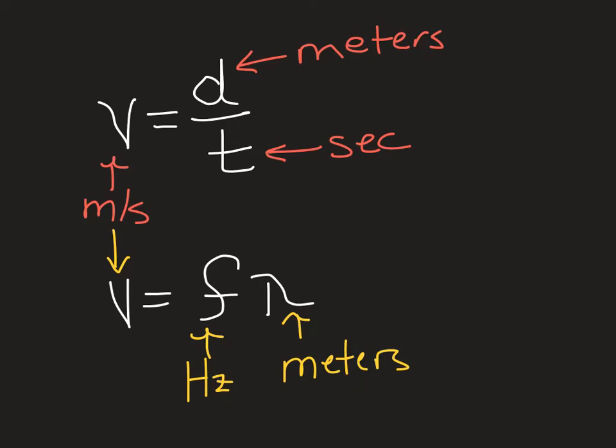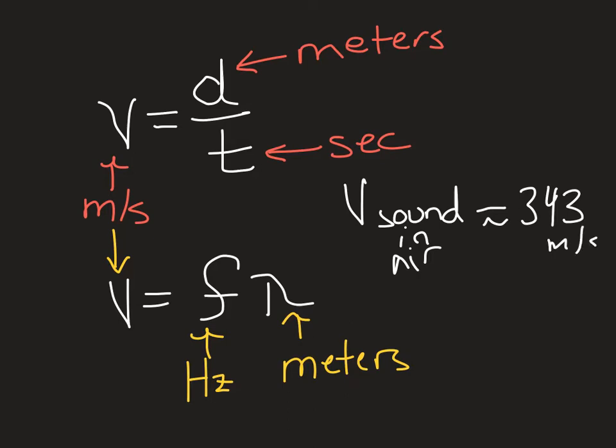The other thing we want to remember when it comes to velocity is there's a few velocities that we know from our notes. We know that the velocity of sound in air is always going to be around 343 meters per second. And I say that it's around 343 meters per second because there's little things like temperature and humidity that can adjust the speed of sound.